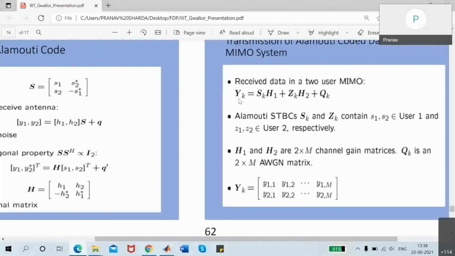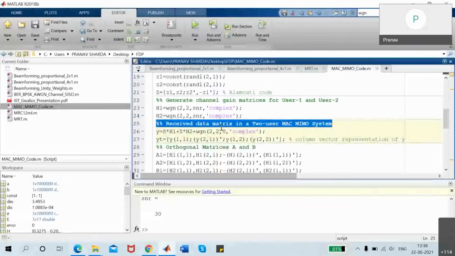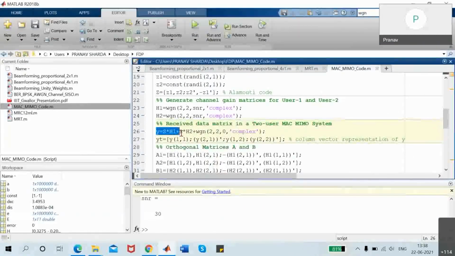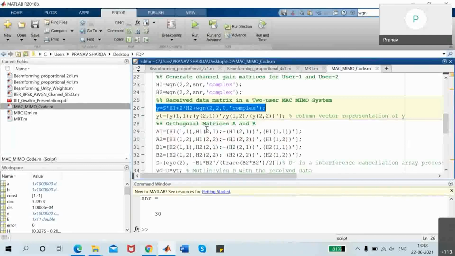This received data we are writing in MATLAB. This is how we have written it: Y equals S into H1 plus Z into H2, plus the addition of AWGN noise. And in the next line, line number 27, there is another representation of Y.